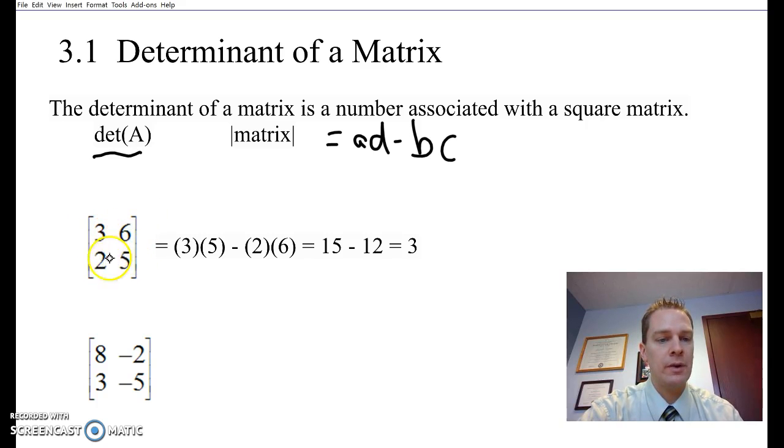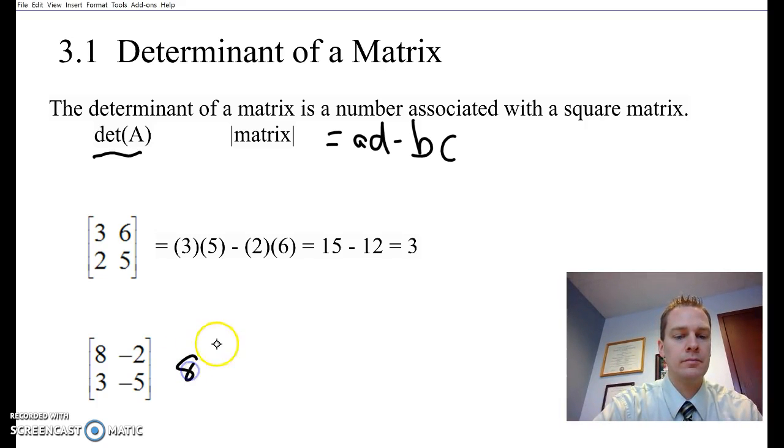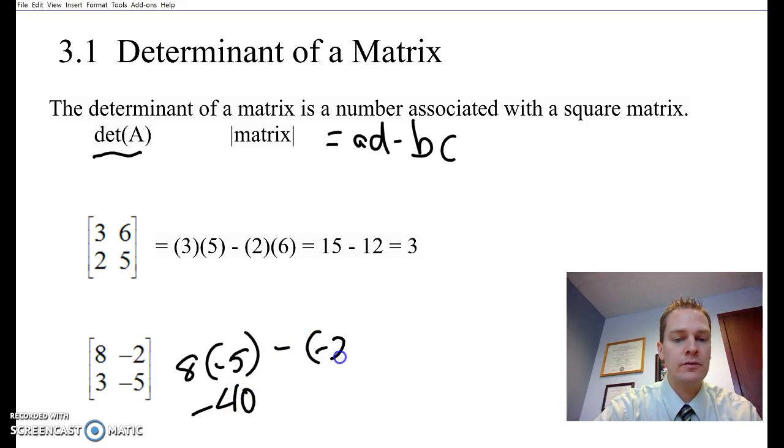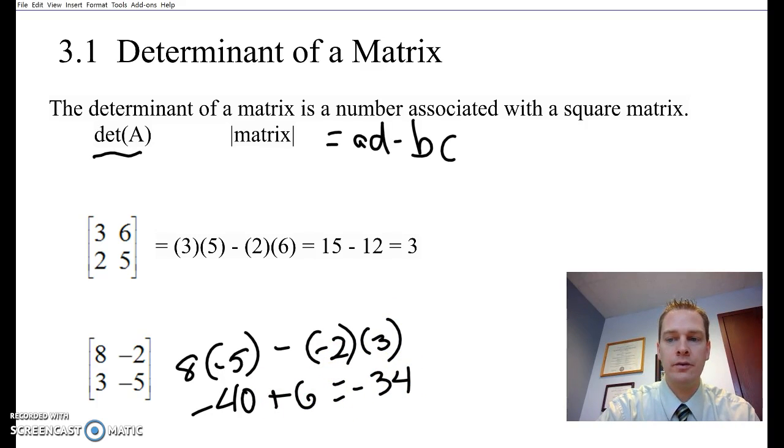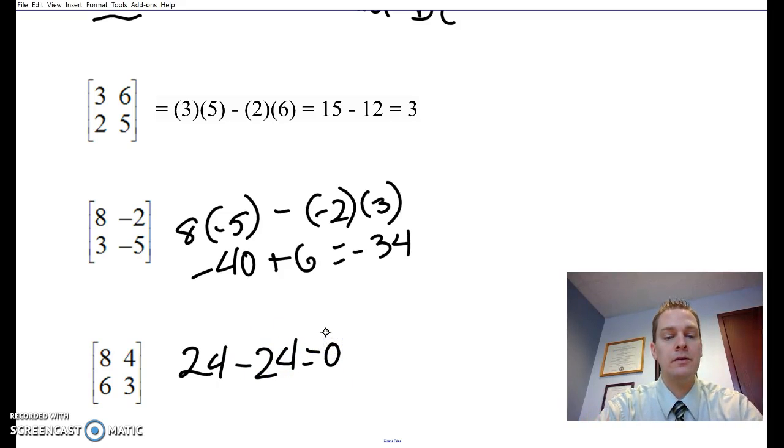So 3 times 5 minus 6 times 2, or 15 minus 12, is 3. In a matrix like this, 8 times negative 5 is negative 40, minus b times c, which is negative 2 times positive 3. So basically add 6 to that, and the determinant of that matrix would be negative 34. One more example for review. 8 times 3 is 24, minus 4 times 6, which is 24. So in this case, the determinant is 0.